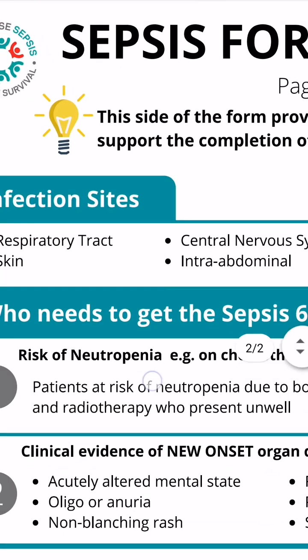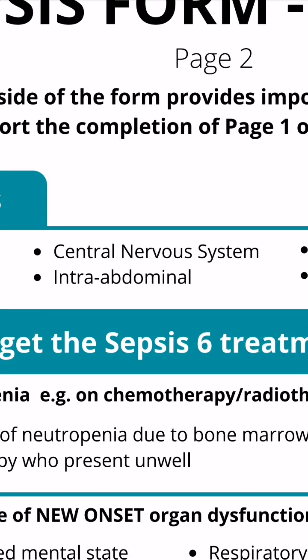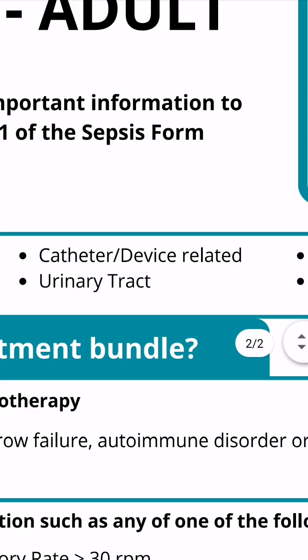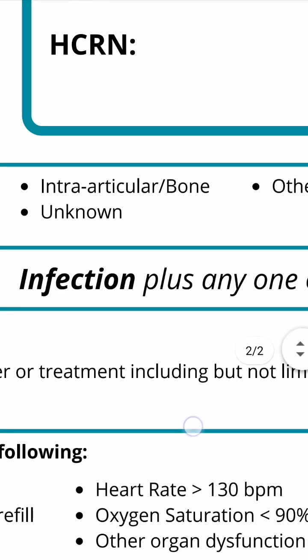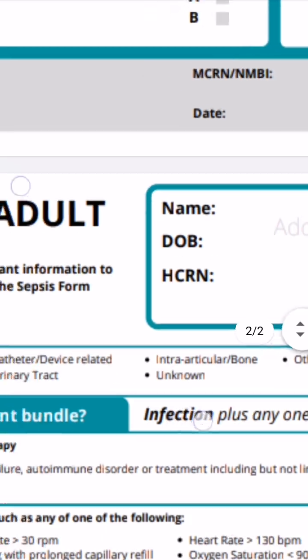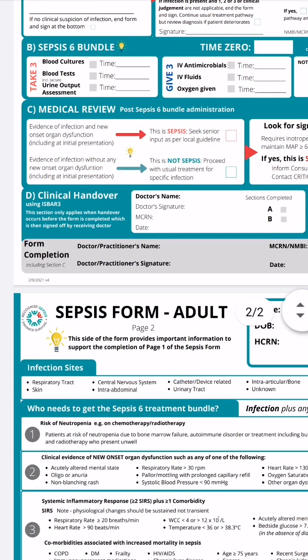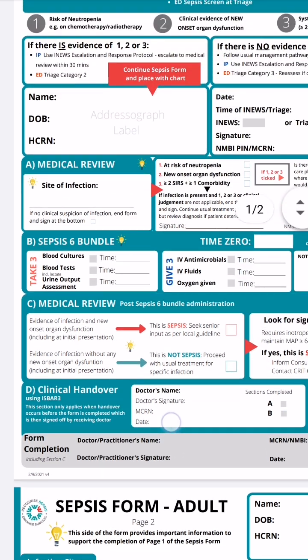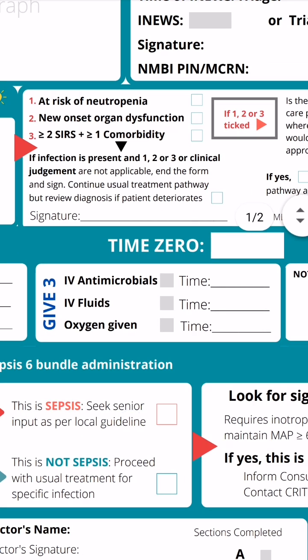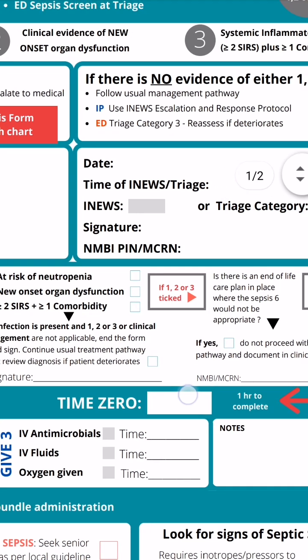Either it is a respiratory tract, skin, central nervous system, intra-abdominal, catheter device related, urinary tract, intra-articular bone, or unknown or other site. So in A, we have checked the patient has an infection over skin or in the respiratory tract. We will write over here, and then we will go at risk of neutropenia or new onset organ dysfunction or systemic inflammatory response.